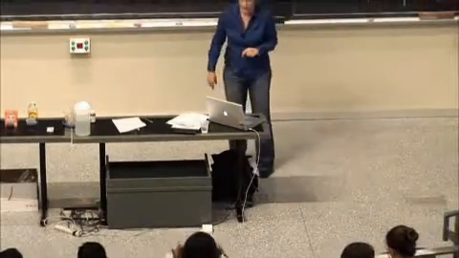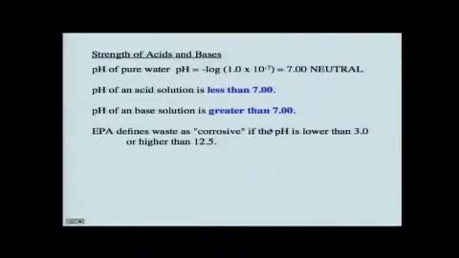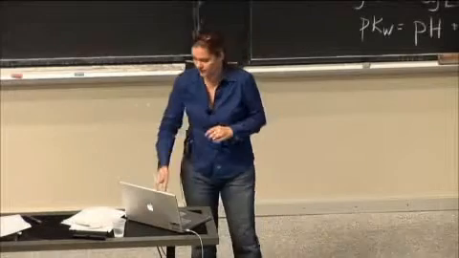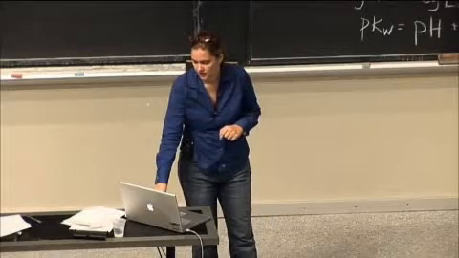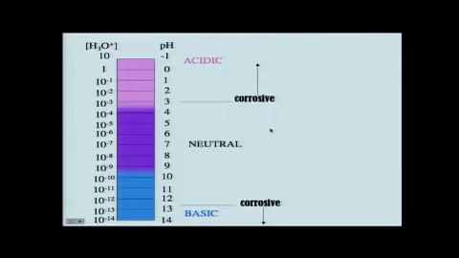So that's right. The pH of an acid solution is less than 7, and the pH of a base solution is greater than 7. And the EPA defines corrosive as something where the pH is lower than 3 or greater than 12.5. So if here is our scale of pH, we're neutral at 7, we're acidic below 7, and we're corrosive below 3. We're basic above 7 and corrosive above 12.5.